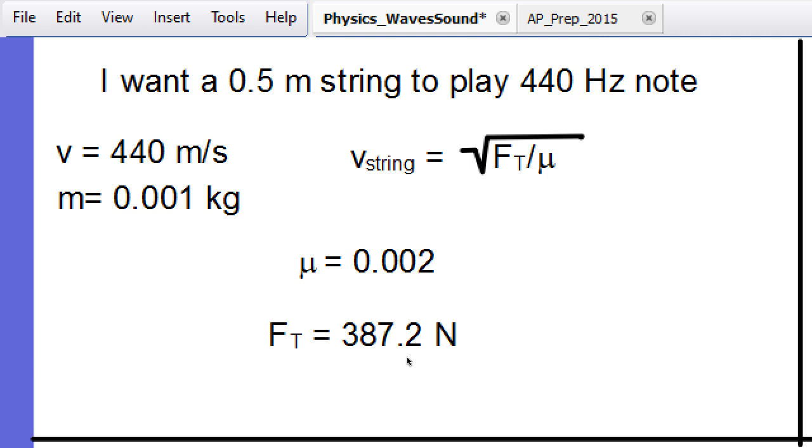Do you agree with me? You better. The tension force has to be 387.2 newtons.